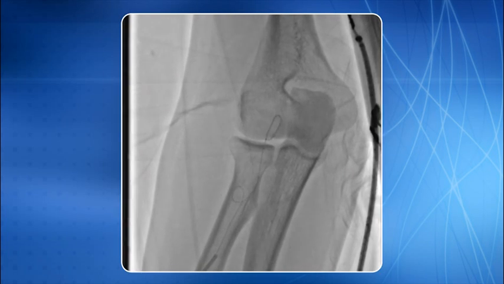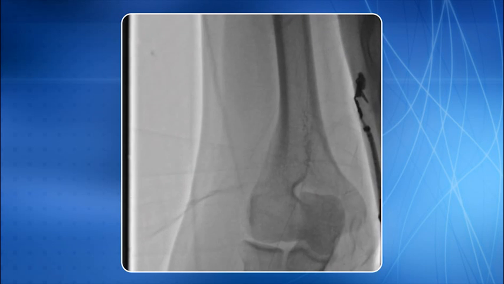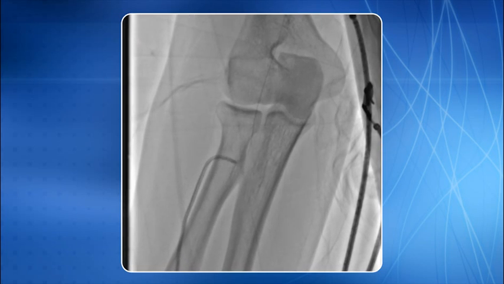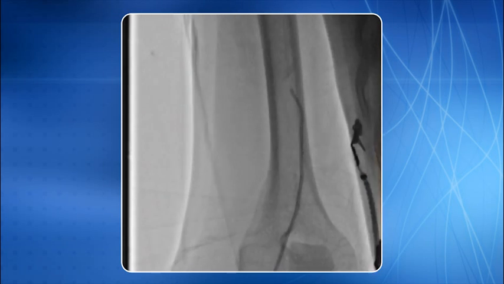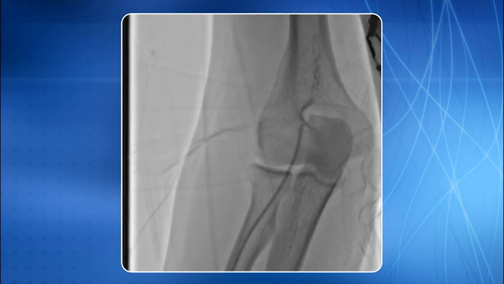You can see the smooth progress of the wire beyond the loop. The catheter is now carefully negotiated over the wire. The loop is crossed and the procedure is completed in usual fashion.